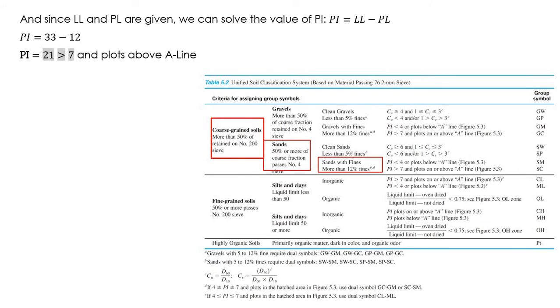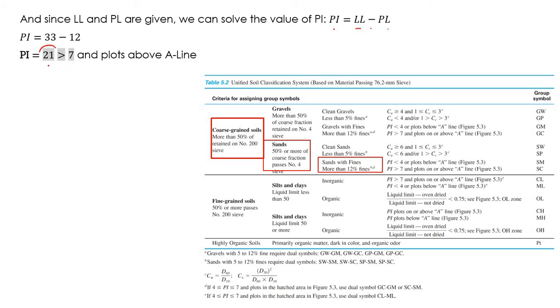And then finally, since liquid limit and plastic limit are given, we can solve the value of PI. PI is equal to liquid limit minus plastic limit. So PI is 33 minus 12. PI is equal to 21. Okay, so we have to see the conditions here. If PI is greater than 7 and plots on or above A line. If PI is less than 4 or plots below A line.